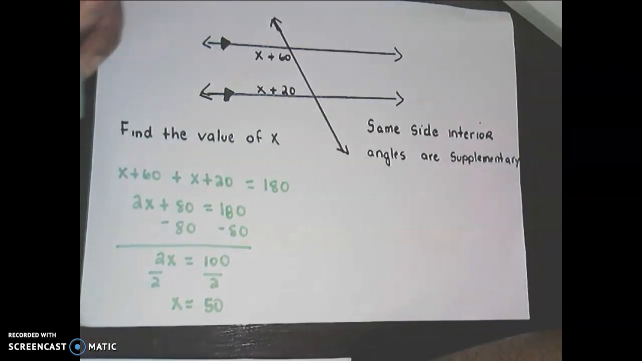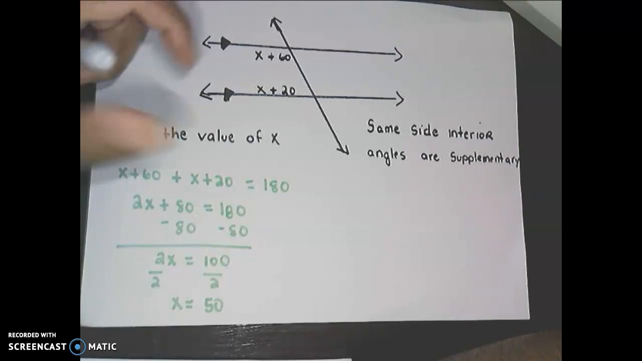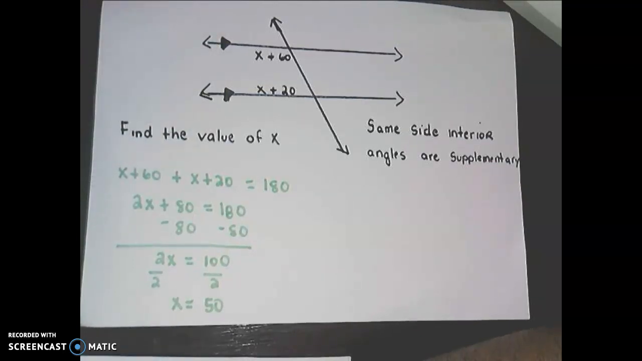And remember, these properties only work when you have parallel lines cut by a transversal. If there is no indication that the lines are parallel, you will not be able to use these properties. So make sure that you are using the properties when the lines are parallel cut by a transversal.